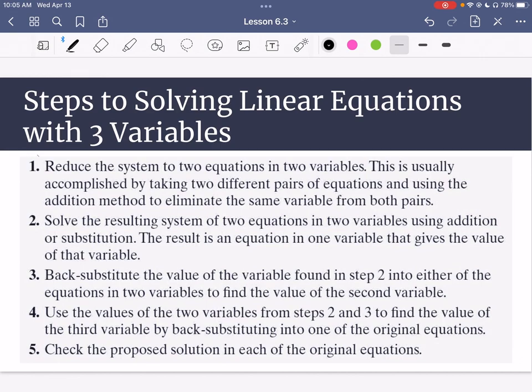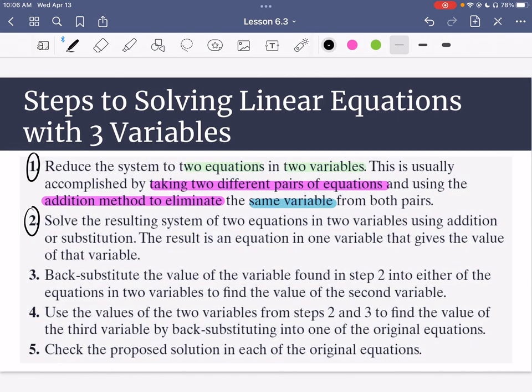So step number 1, we need to reduce the system to two equations with two variables. We know how to solve systems of two equations with two variables. So the way that this is done is usually by taking two different pairs of equations and using the addition method of elimination to eliminate the same variable from both pairs of those equations. Okay, so you want to decide, I'm going to eliminate x, y, or z, and you'll do that with two different pairs of equations.